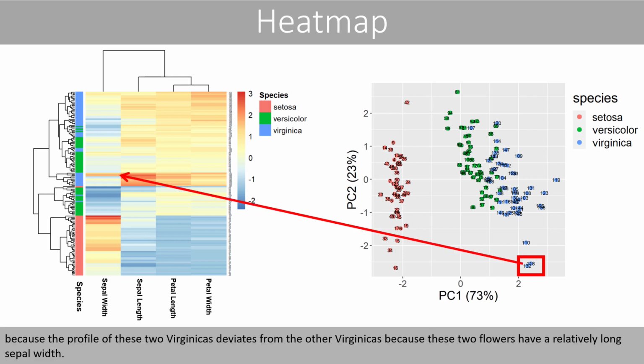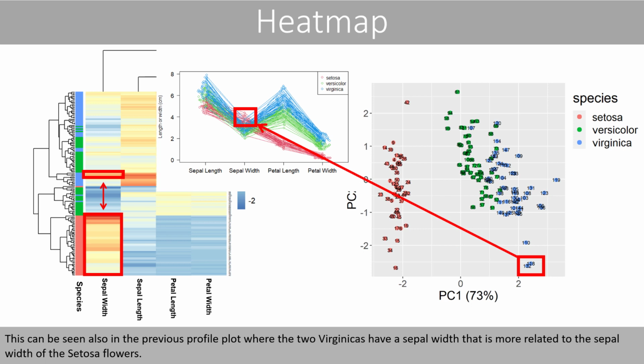Because the profile of these two virginicas deviates from the other virginicas because these two flowers have a relatively long sepal width. This can be seen also in the previous profile plot, where the two virginicas have a sepal width that is more related to the sepal width of the setosa flowers.